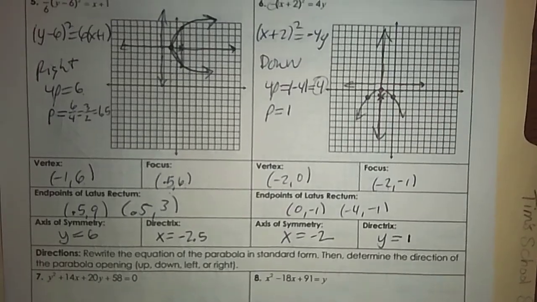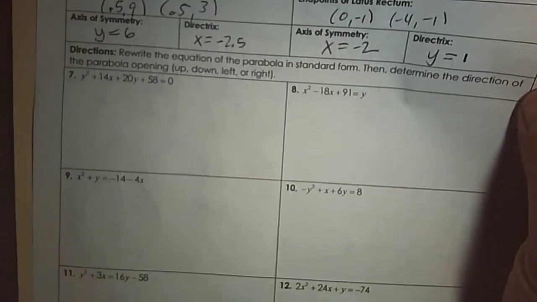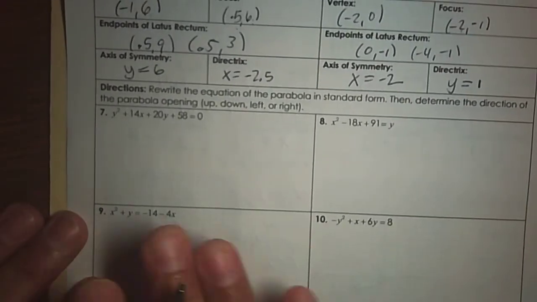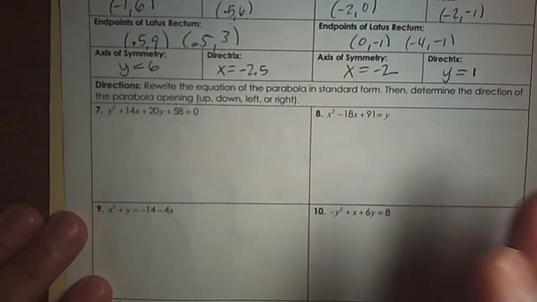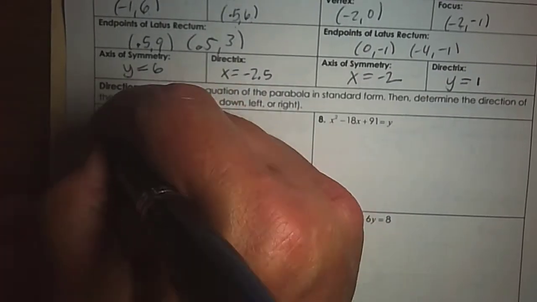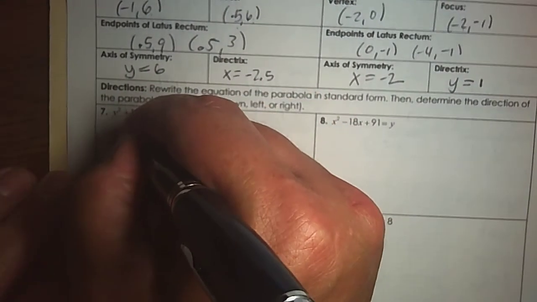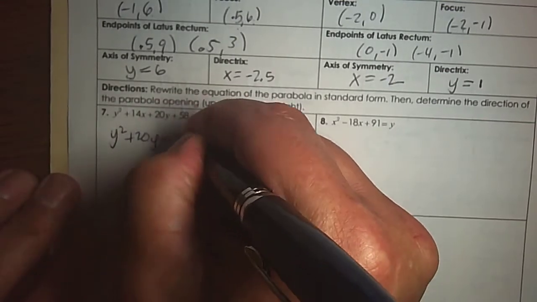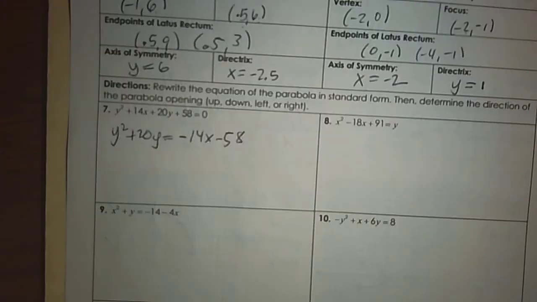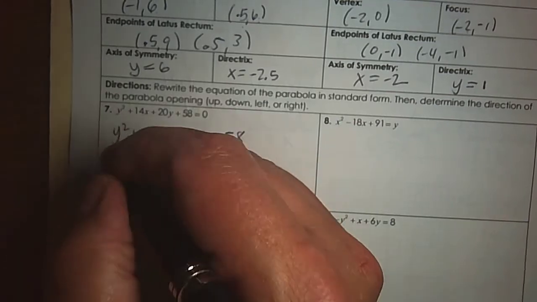All right, the last questions here. 7, 8, 9, 10, 11, 12. Can you write this properly? And again, I'm going to ask you to write down the vertex and the direction it's going. So for this one, how do I write this properly? So I'm going to have y squared and 20y. I'm going to subtract 14x and subtract 58. Can you separate the variables? And the constant goes with the linear or the non-quadratic. Can you complete the square?